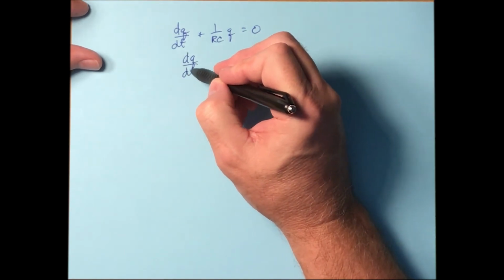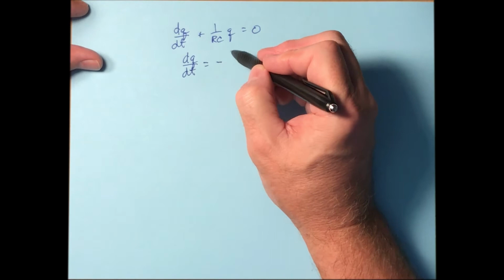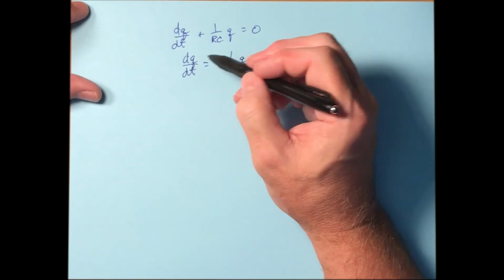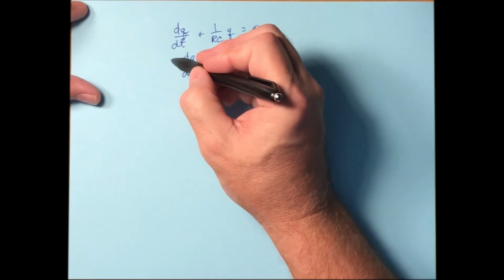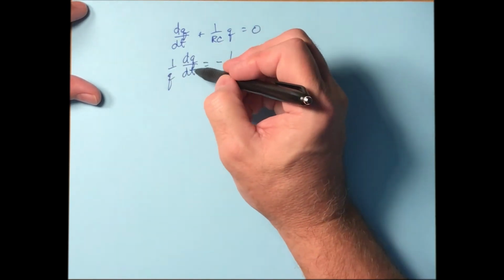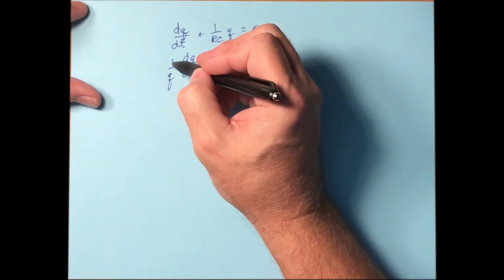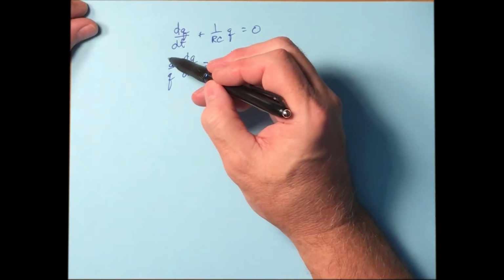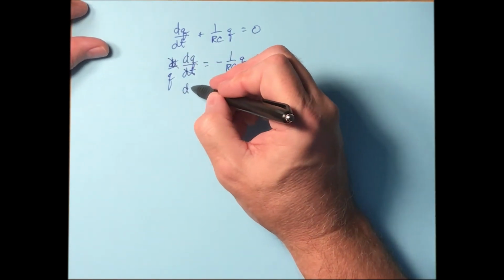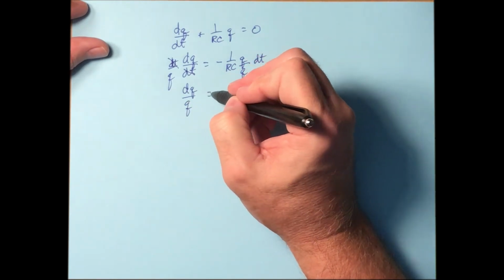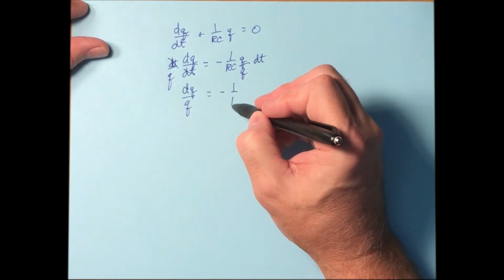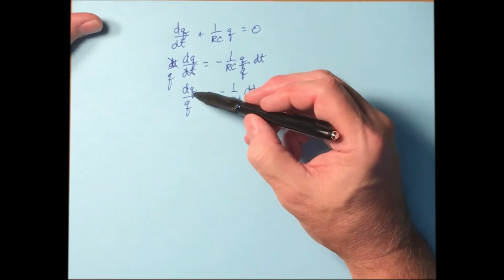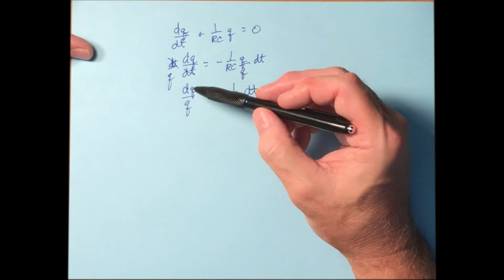dq over dt. What we'll do is put this minus 1 over RC Q on the other side. And now to get the Q over here, let's divide both sides by Q. And to get the dt over here, let's multiply both sides by dt. And you can see what's going to happen here. The dt's cancel, so you've got dq over q. And over on this side, you've got minus 1 over RC dt. All right, we've separated the variables at this point.